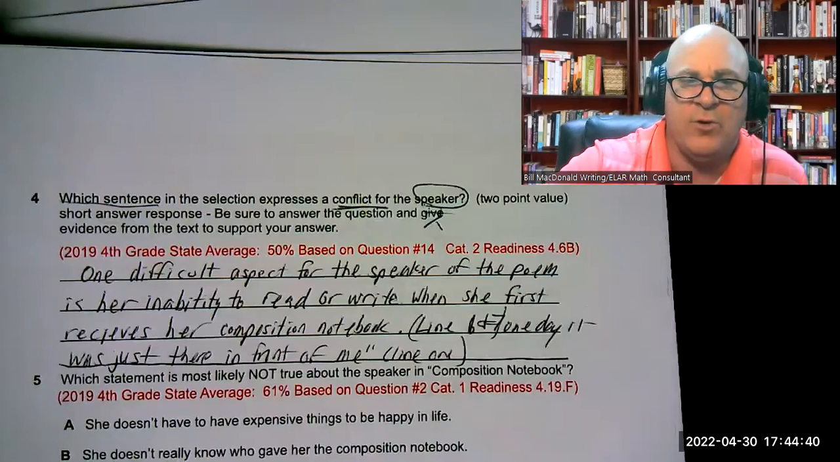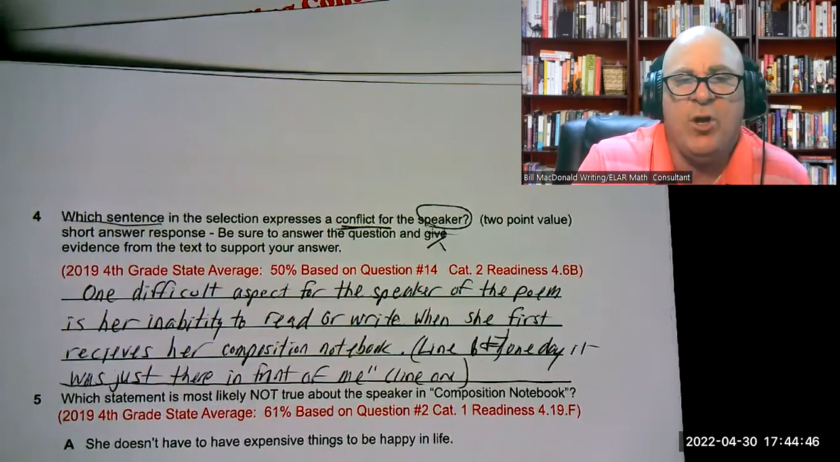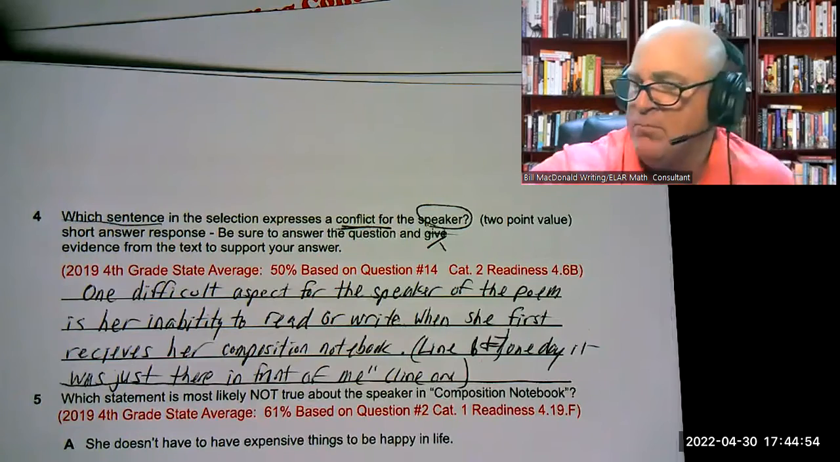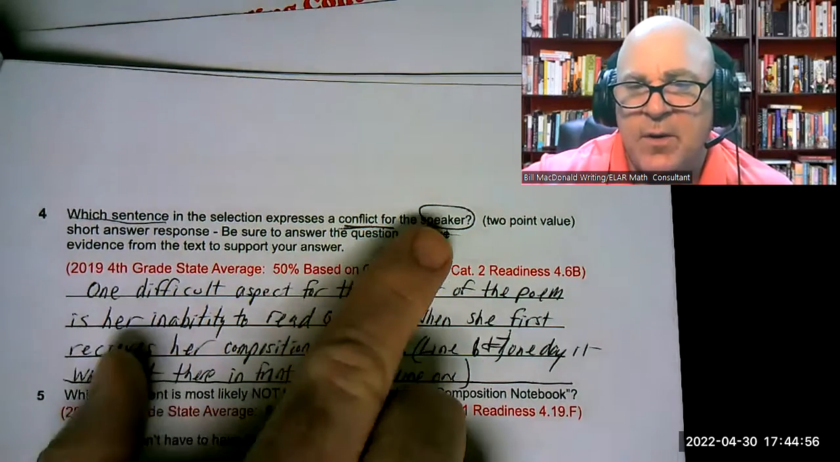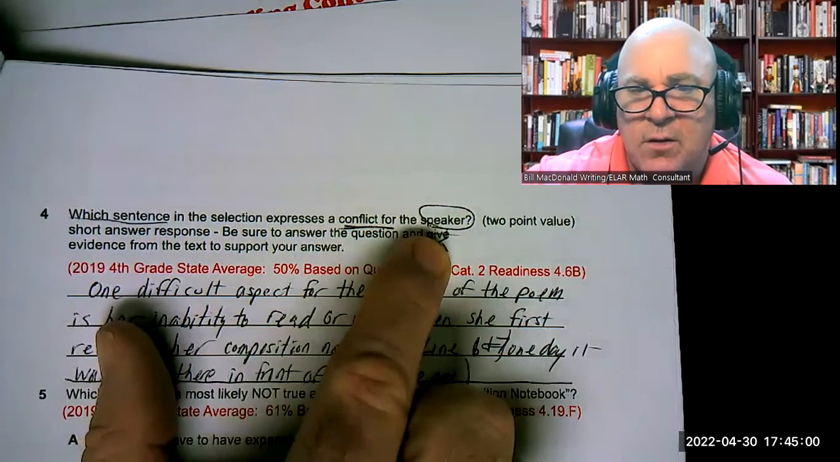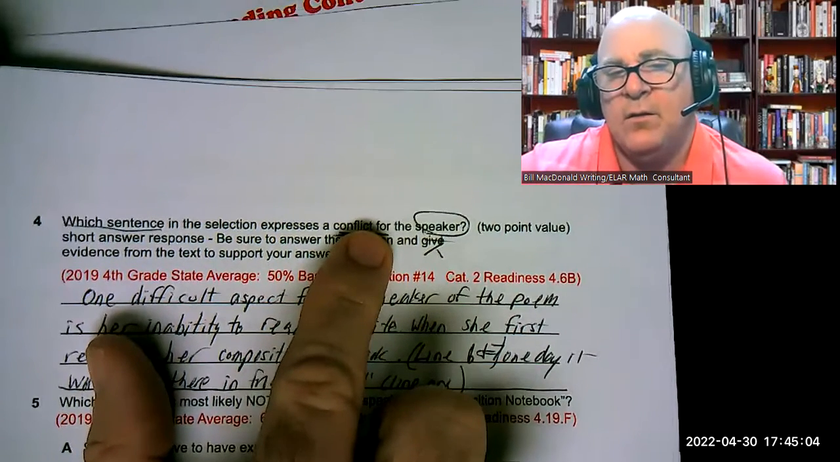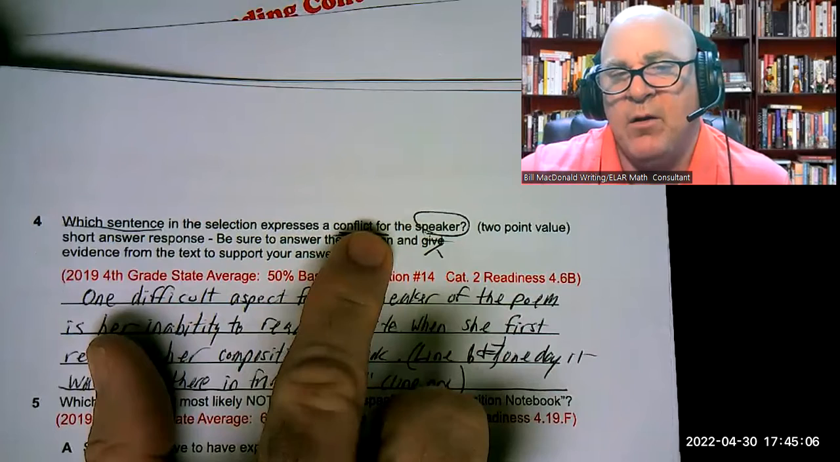For those of you who have the third through fifth grade practice reading test, it's going to be question number 4. Which sentence, singular, in the selection expresses a conflict for the speaker? So my subject is the speaker, so I always like to draw a little stickman about whoever my subject is. And a conflict is something that's a need, a barrier, a problem.